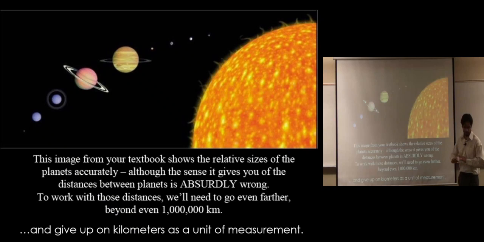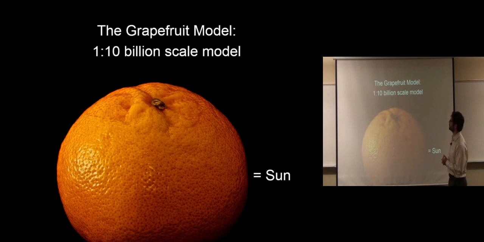And to fix that, we'll introduce the so-called grapefruit model. More formally, it's a 1 to 10 billion scale, which means that I would take 10 billion kilometers and shrink it to 1 kilometer. And we will get out to 1 kilometer with this. The non-mathematical version of it, which is much nicer, is you take the sun and you turn it into a grapefruit, and then you represent the rest of the planetary sizes and distances.